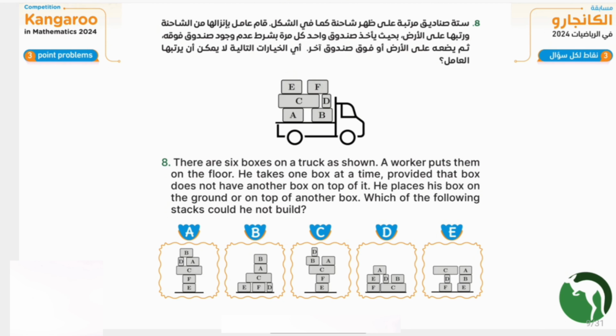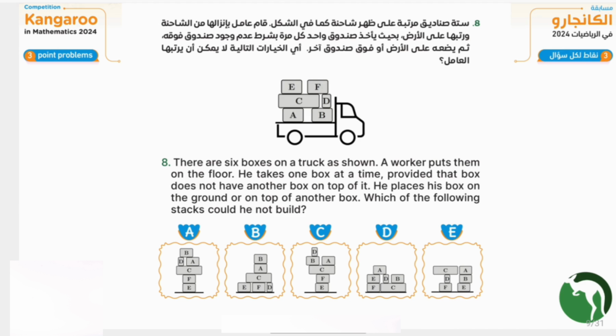Okay, now in question number 8, there are 6 boxes on a track as shown. A worker puts them on the floor. He takes one box at a time, provided that the box does not have another box on top of it, and he places the box on the ground or on top of another box. Which of the following stacks could he not build?